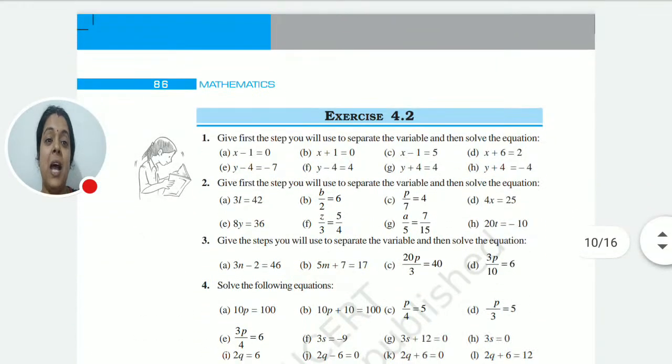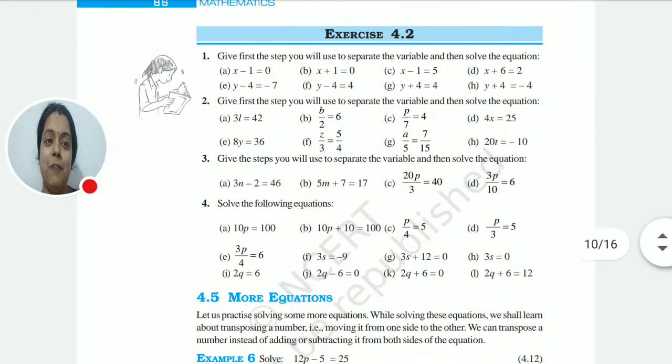Right? So now let's go for exercise 4.2, and it's going to be very easy for you. I'll give you some questions to solve and please revert back to me.